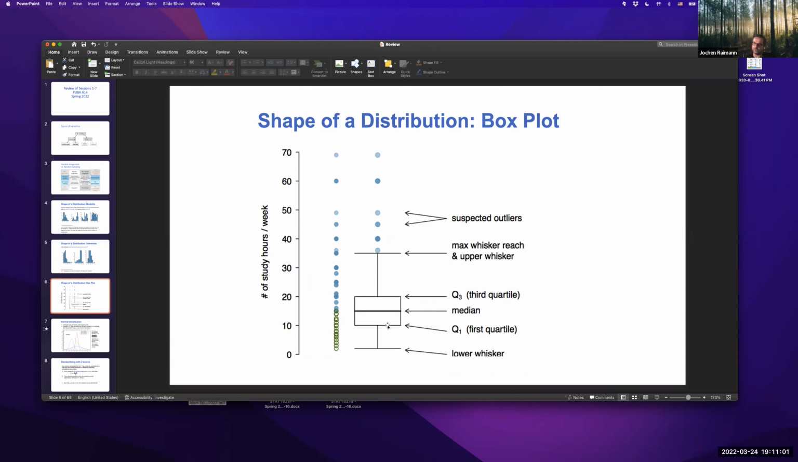You have a median, you have a Q1 and a Q3, where Q1 is the first quartile or 25th percentile, and Q3 is the third quartile with the 75th percentile. You have the whiskers, an upper whisker and a lower whisker. The upper whisker is Q3 plus 1.5 times the IQR. The IQR is the range between Q1 and Q3. The lower whisker is Q1 minus 1.5 times the IQR.